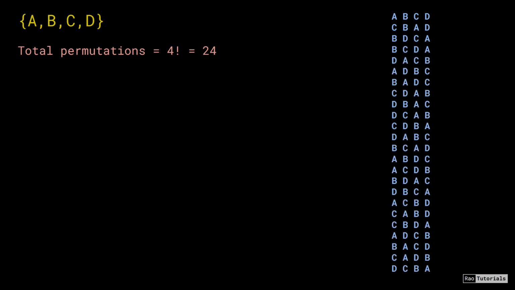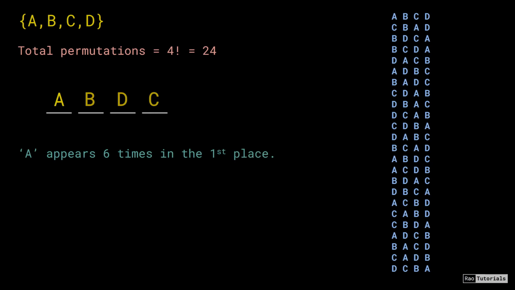Now, how many of these arrangements have object A at the first place? To know this, let us fix A at the first blank. Then the remaining 3 objects can permute in 3 factorial, that is 6 ways. So there are 6 arrangements in which A is in the first place. Let us verify this. In the first place, we can see that A appears 6 times.